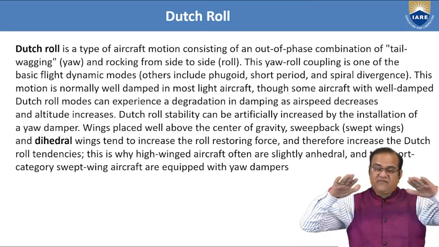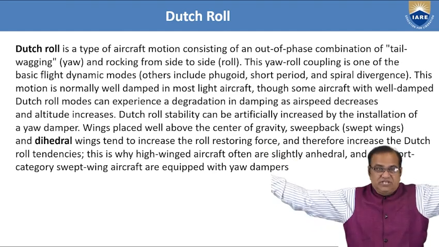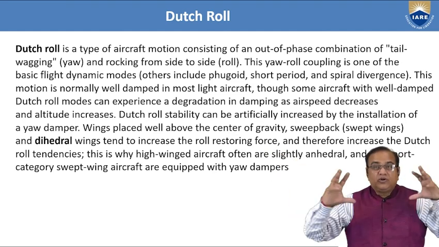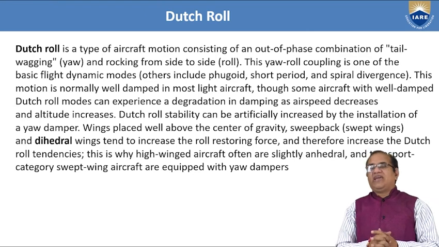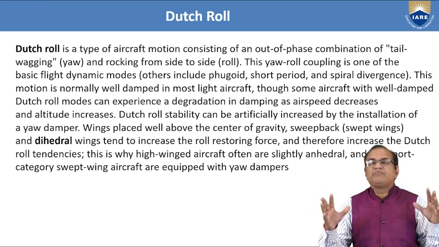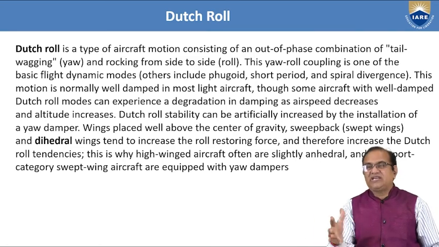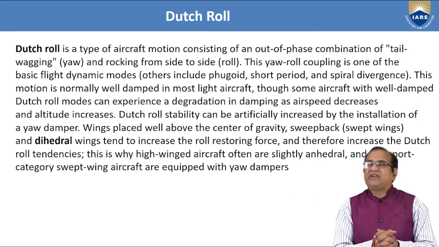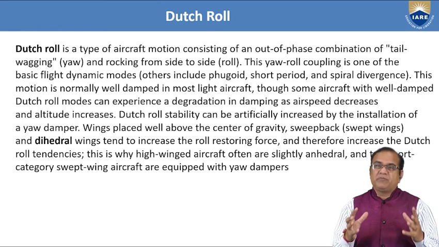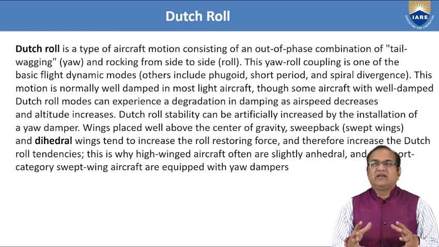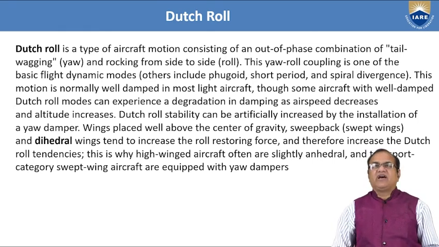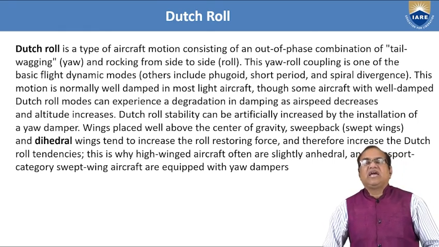If it is a high wing, it is anhedral, meaning its tip should be down. So it will avoid the Dutch roll of the aircraft, and for the passenger aircraft, we have to use the yaw damper so that whenever the aircraft is yawing, the yaw damper will prevent it. So we need proper precautions to reduce the Dutch roll effect of the aircraft. Otherwise, it will be a very big disaster.